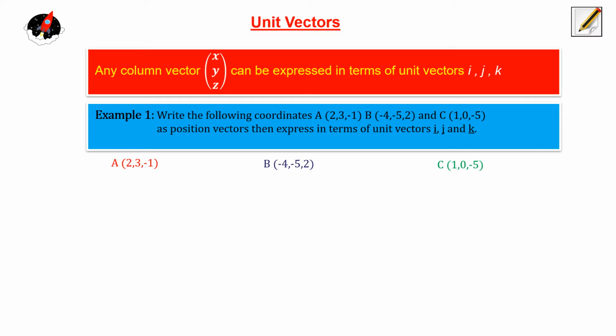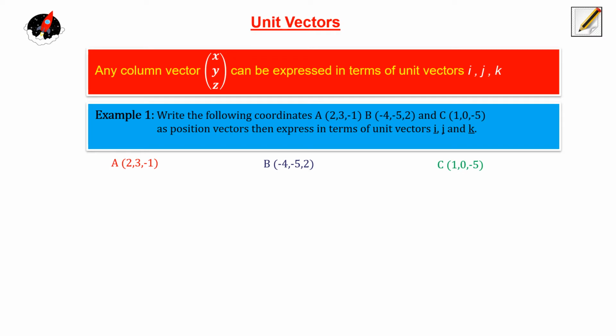Okay, so any column vector can be expressed in terms of the unit vectors i, j and k. So let's look at an example. Here we've been given 3 coordinates A, B and C, and we're asked to write the position vectors of the coordinates and then write them in terms of the unit vectors i, j and k.